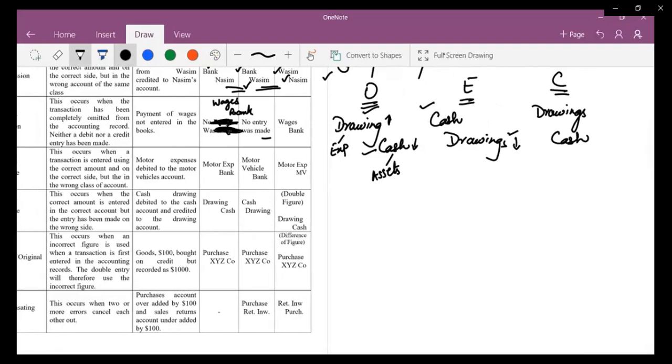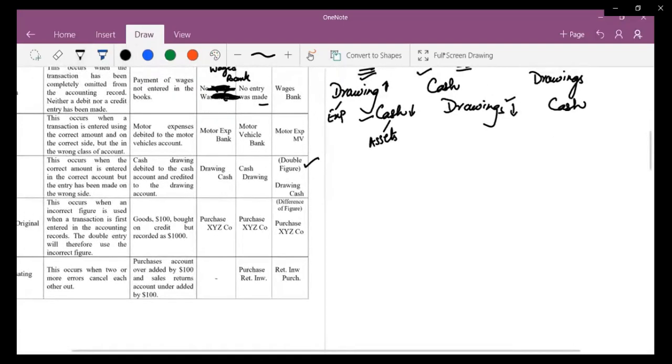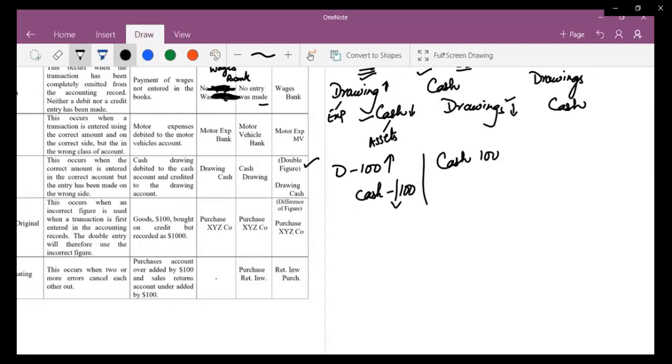Beta, we not only have to reverse the entry, this time the figure has to be doubled. How? For example, the original entry was supposed to be drawings debited with 100 and cash credited by $100. The drawing should have been increased by 100 and the cash should have been decreased by 100. But by error, we increased the cash and decreased the drawing.